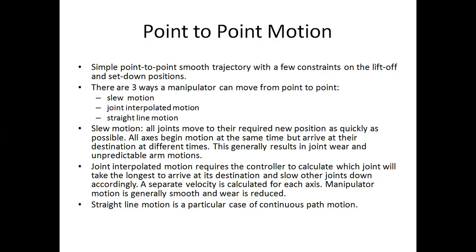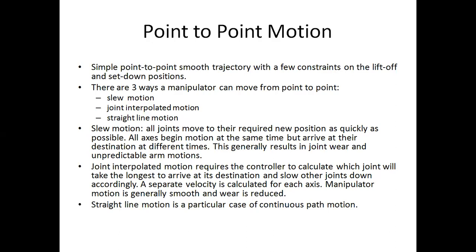So we'll have a 3 degree of freedom manipulator which can move from point to point. We'll have a slew motion, a joint interpolated motion, and a straight line motion. In slew motion, all joints move to the required final position as quickly as possible. All axes begin motion at the same time but arrive at the destination at different times.